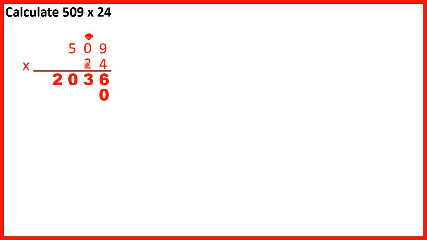9 times 2 is 18, so that's 1, 8. 0 times 2 is 0, plus 1 is 1, and 5 times 2 is 10. So if we add up our answer lines, 6 plus 0 is 6, 3 plus 8 is 11, so 1, 1. 1 plus 0 plus 1 is 2, 2 plus 0 is 2, and nothing plus 1 is 1. So our answer is 12,216.